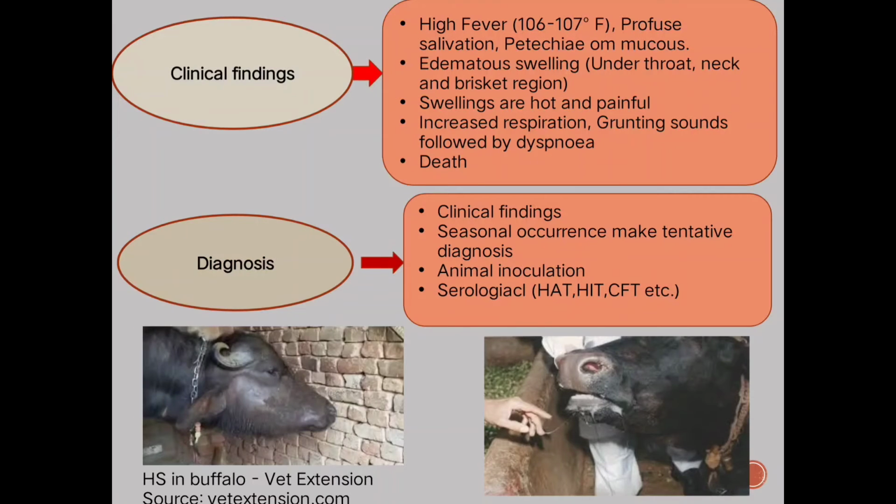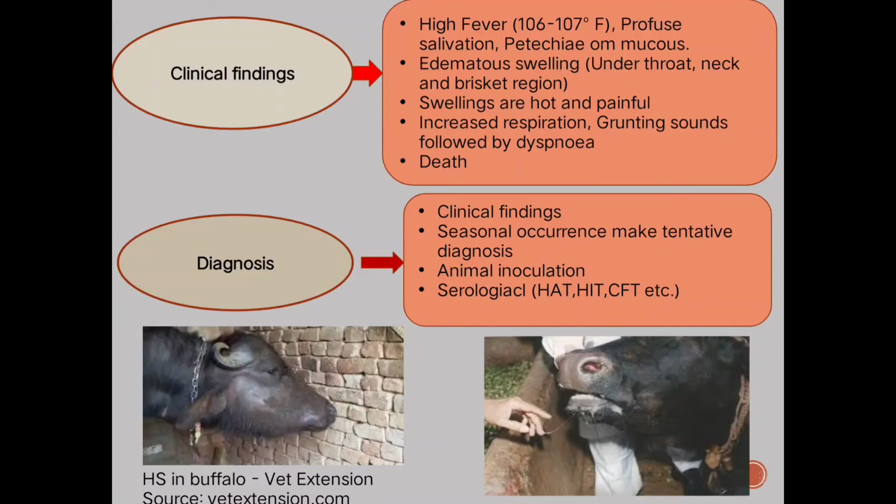Now, let us look at the clinical findings. There will be high fever and profuse salivation, petechiae on the mucosa, and edematous swelling under the throat, neck, and brisket region. This is the clinical pathognomonic finding. The swellings are initially hot and painful to touch, and increased respiration will be there because there will be pressure from the brisket edema and the swelling of the neck region.